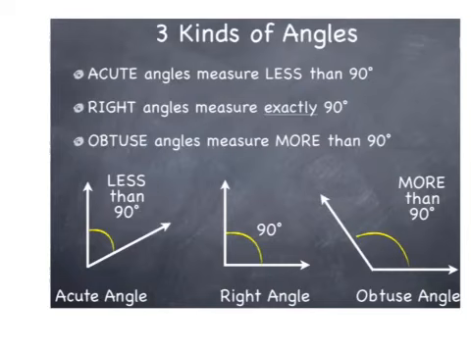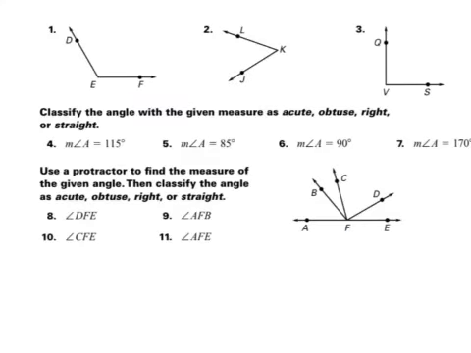And then we have the obtuse angle, which is an angle that is bigger. It's the one that measures more than 90 degrees, and it's a little bit more open. So we have the acute, the right, and the obtuse. So what I want us to do here is to classify these angles as acute, obtuse, or right. Notice they also give you an angle of a straight. A straight angle is literally a straight line.